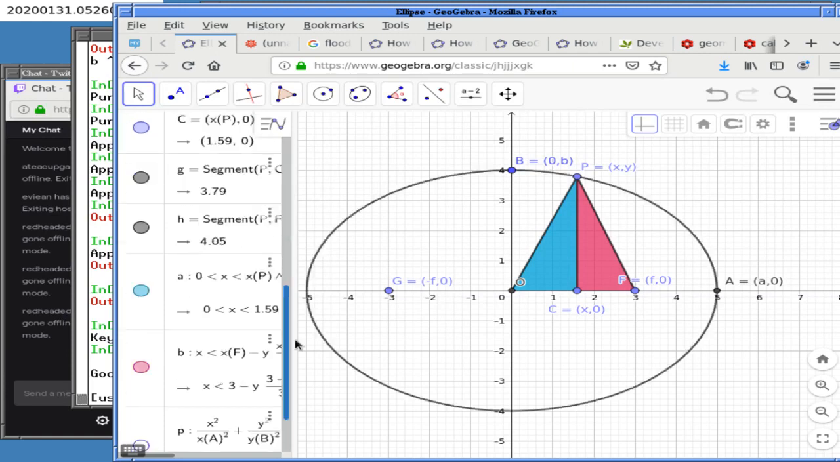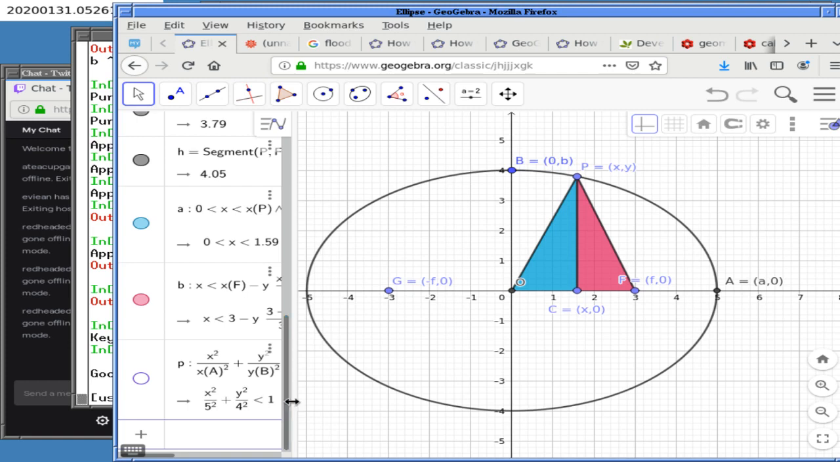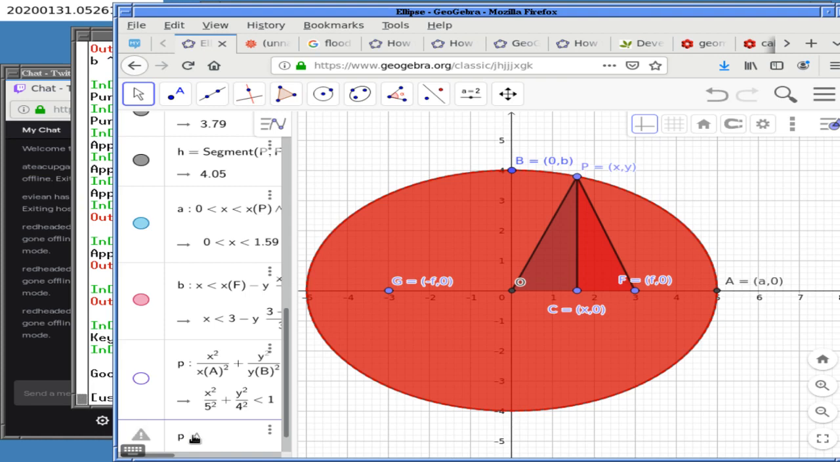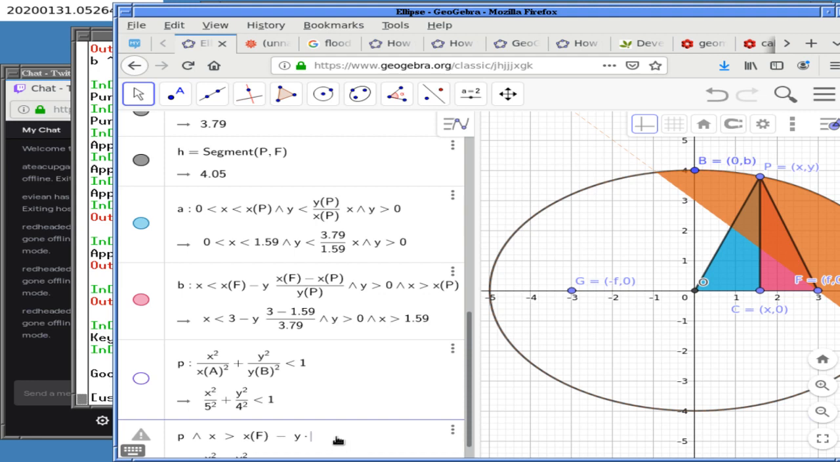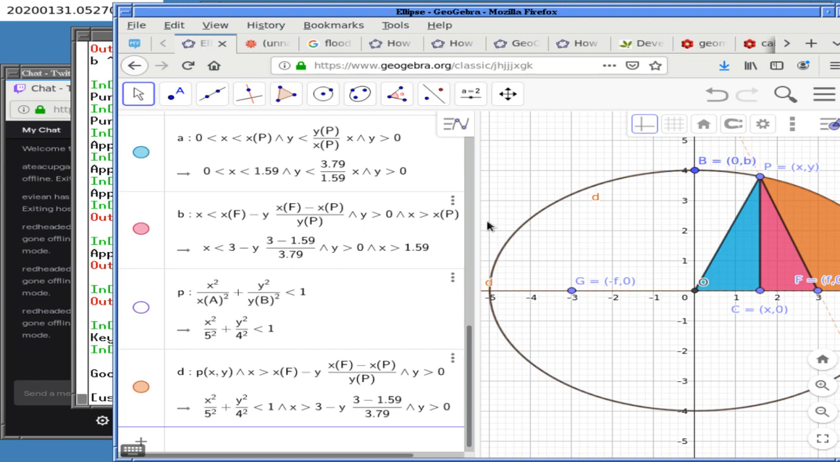Okay. So now all we have to do is basically say, nice. And X greater than X of F. Not done yet. Minus Y times, I think we're going to have to just basically copy from here now. Minus Y times X of F minus X of P, need parentheses here, over Y of P. And also then Y greater than 0, but that's just a sort of stupid condition. Okay. I'm really happy with this. I want to save this before I screw anything else up.